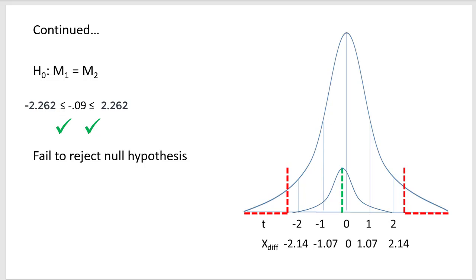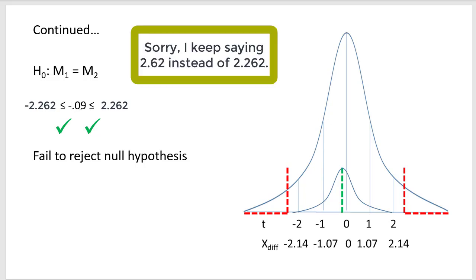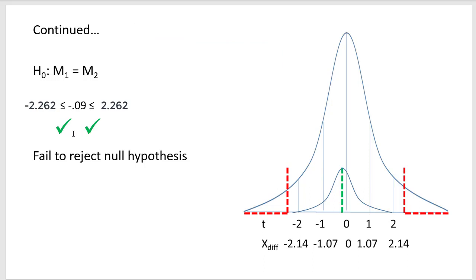Is negative 2.262 less than or equal to negative 0.09? The answer is yes, so this half checks out. Is negative 0.09 less than or equal to positive 2.262? That answer is also yes. So both sides of these are correct, so that means we cannot reject the null hypothesis because it is apparently true. So we failed to reject the null hypothesis, which is the correct statement. So in this case, the difference between our two groups is not significantly different than 0.